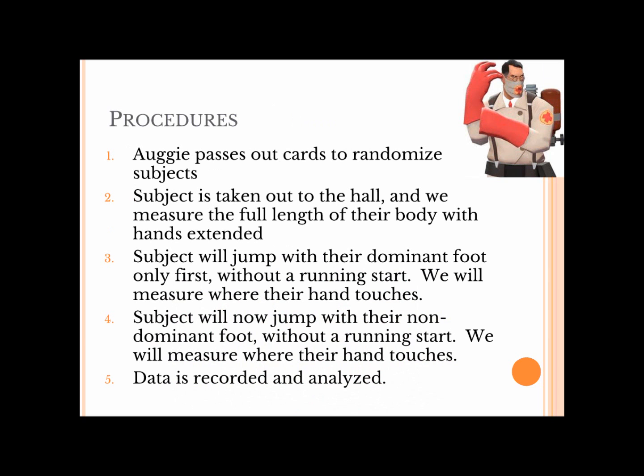Okay, the procedures. Audrey passed out the cards to randomized subjects. Subjects are taken out to the hall, and we measure the full length of their body with hand extended. Subjects will jump with their dominant foot only first, without a running start. We will measure where their hand touches. Subjects will now jump with their non-dominant foot without a running start. We will measure where their hand touches. Data is recorded and analyzed.